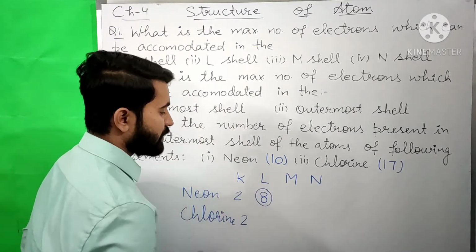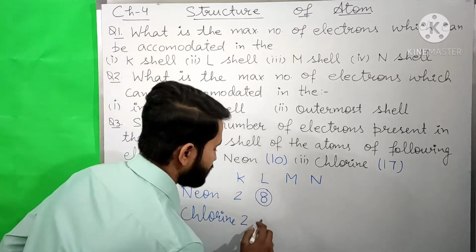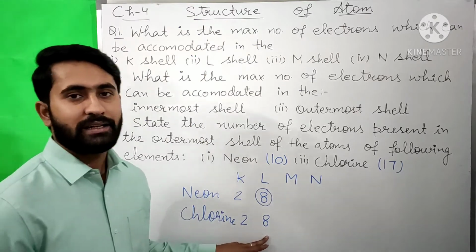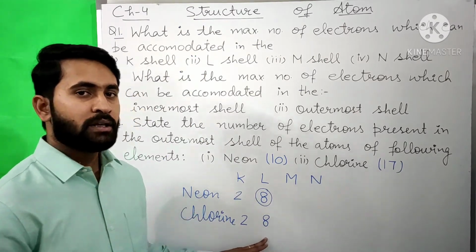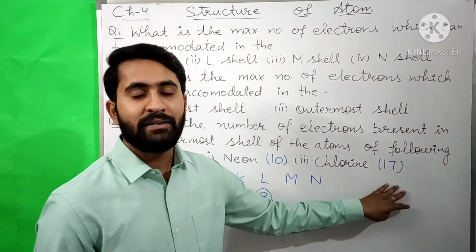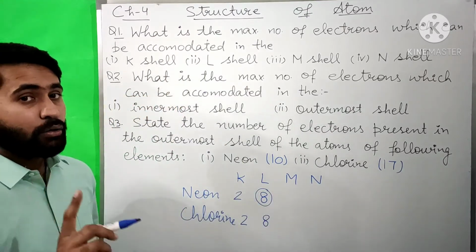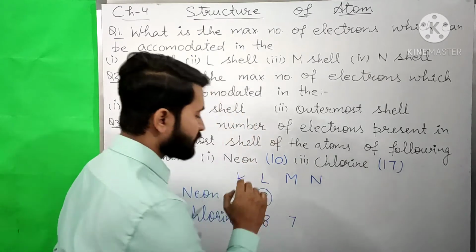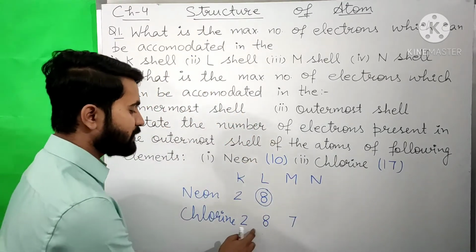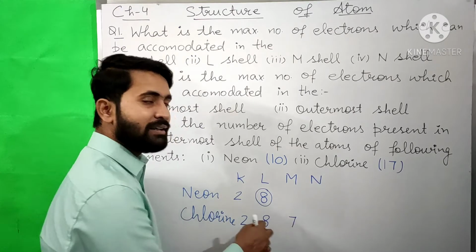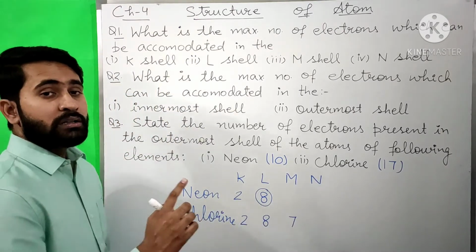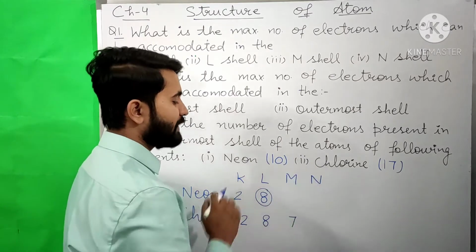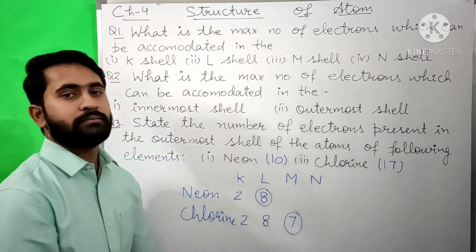Now in the L shell, only 8 electrons can be accommodated. So 2 plus 8, it is equals to 10. So if you will subtract 10 from 17, now 7 is remaining. So the M shell will have 7 electrons. Now 2 plus 8, 10, 10 plus 7, 17. So the number of electrons in the outermost shell of chlorine atom is 7.